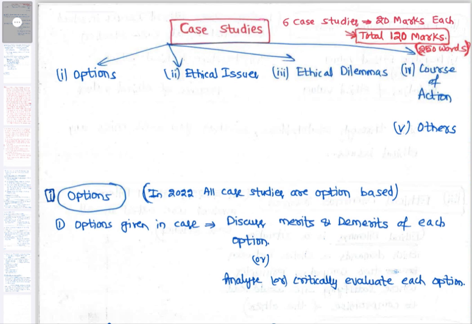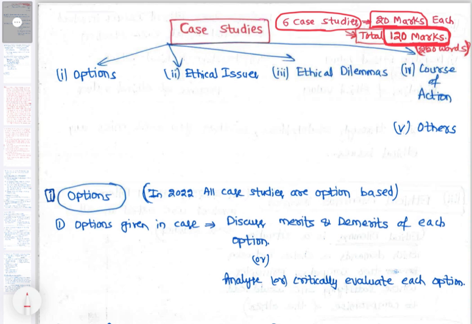This is the notes on case studies. Every year 6 case studies are asked, and each case study is of 20 marks. So overall 120 marks of case studies are there in the ethics paper. So it plays a very important role in our ethics paper.